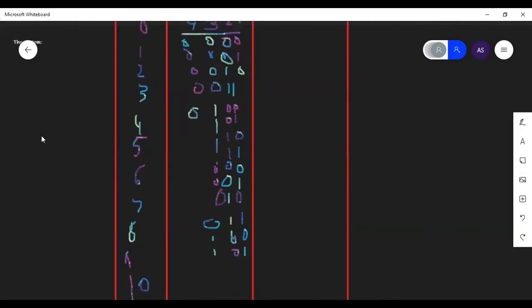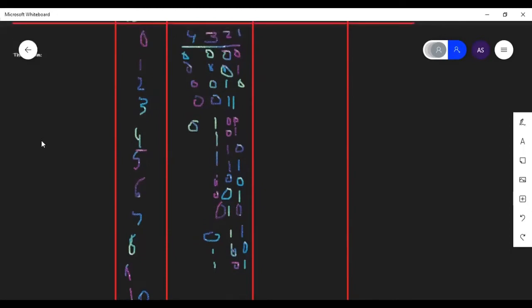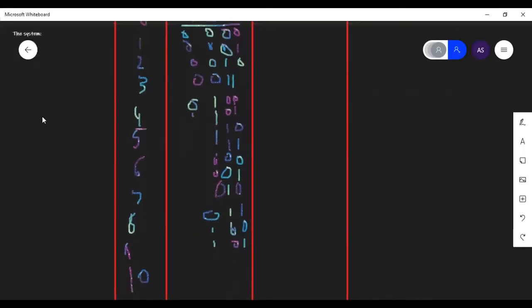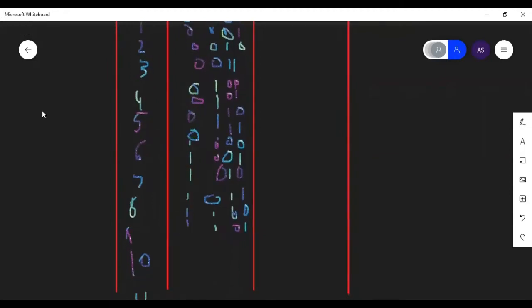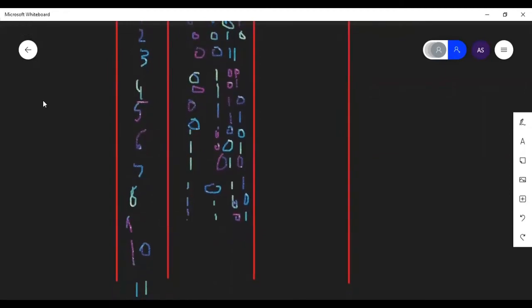Then we have 1, 2, 3, 4, 5, 6, 7, 8. It's a bit messy here, but we will provide a better table on our website in the notes. Don't worry about that.